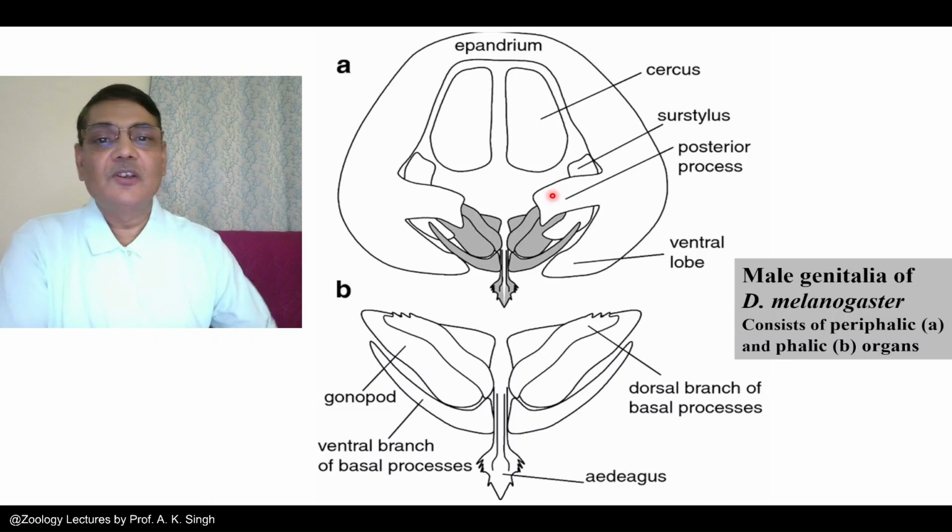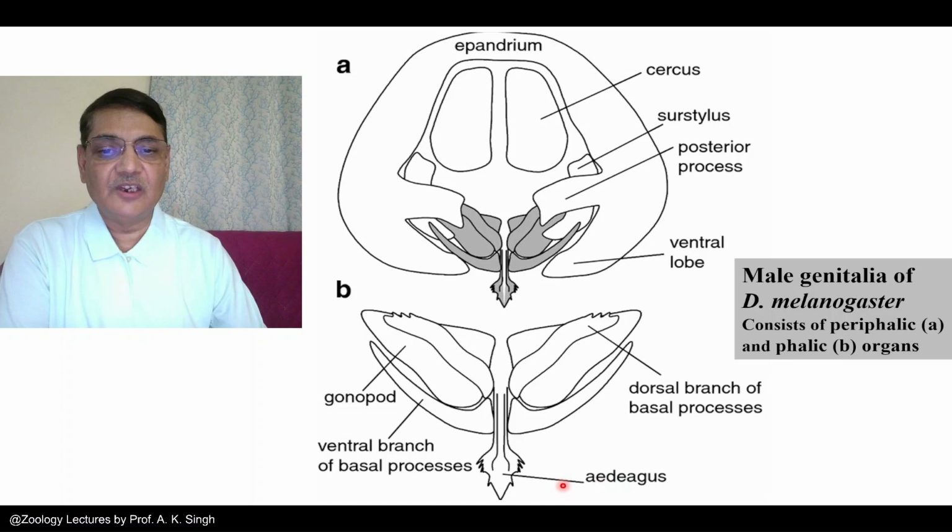In this diagram, you can see the copulatory structure of Drosophila melanogaster. Here, this lower structure is actually the phallic organ. Phallic means this is the real copulatory structure known as oedicus. Oedicus is also referred to as clasper. And the structure of oedicus is of a particular shape and size in a particular type of species.